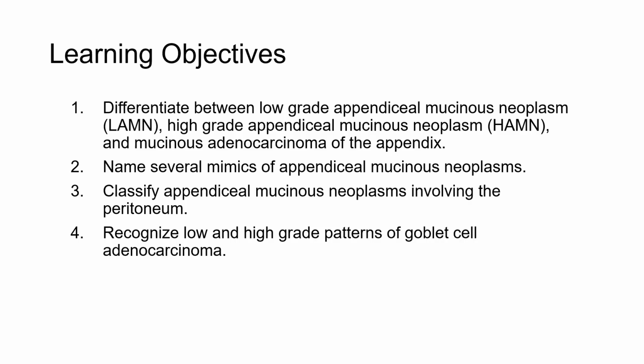I'll then discuss several mimics of appendiceal mucinous neoplasms and how to distinguish these, as well as how to classify appendiceal mucinous neoplasms that have metastasized to the peritoneum. Finally, I'll briefly discuss goblet cell adenocarcinoma and how to recognize low and high-grade histologic patterns.